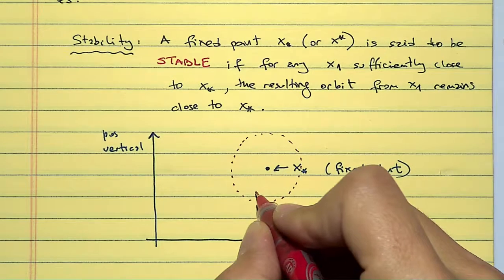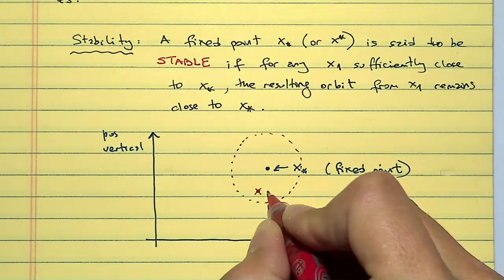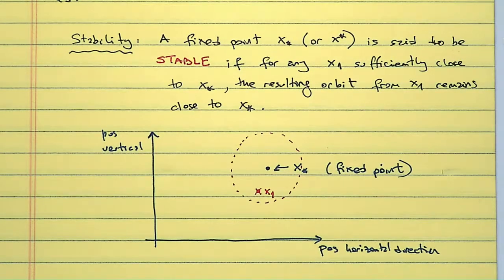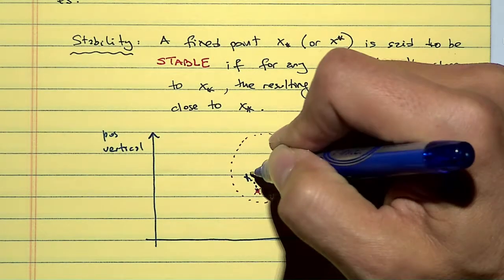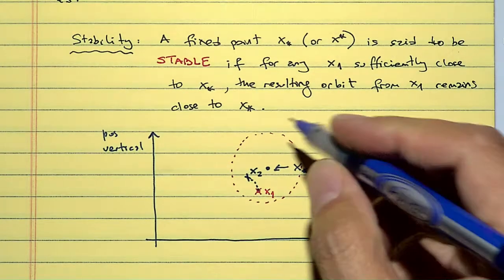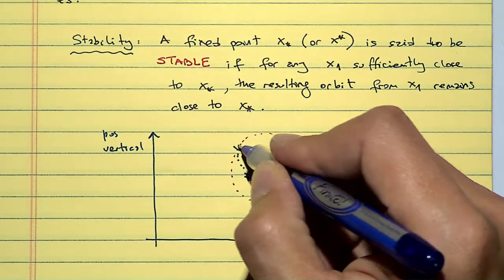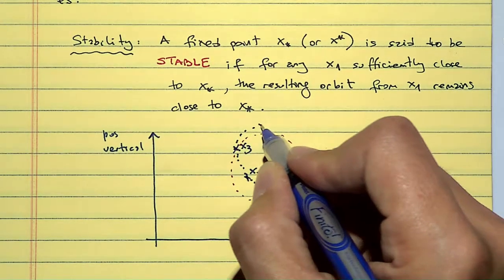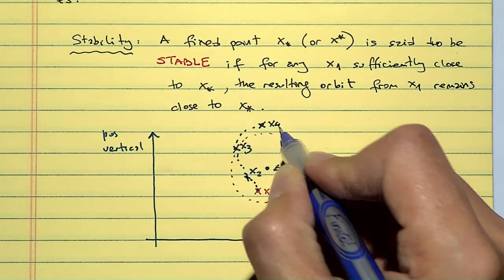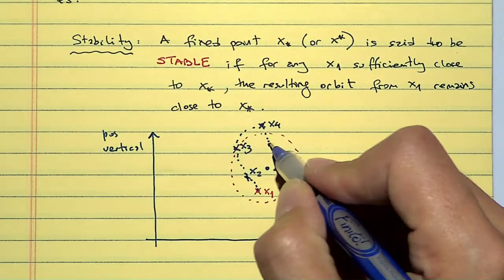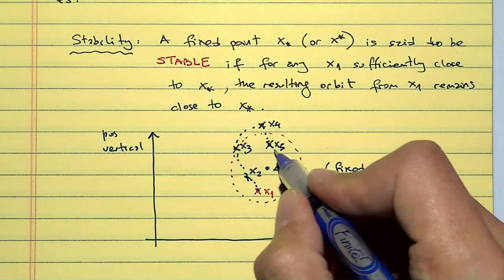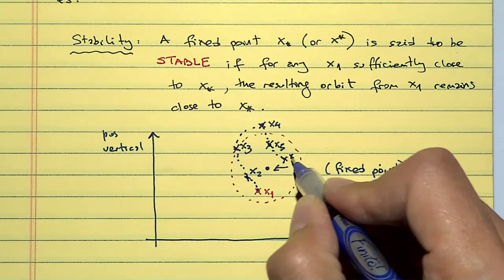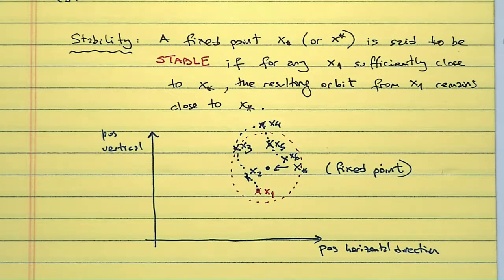So let's say that this is a particular point where I initialize an orbit. Then that orbit will take values. Let's say from here it jumps to here, so that's x2. And from here it jumps to here, let's say this is x3. And then maybe from here it jumps to here, and this is x4. And maybe from here it jumps to here, this is x5. And it keeps staying here, x6. As you see, the orbit keeps moving there.